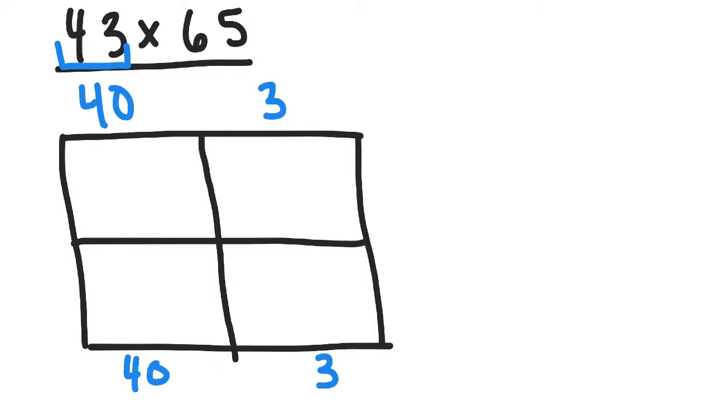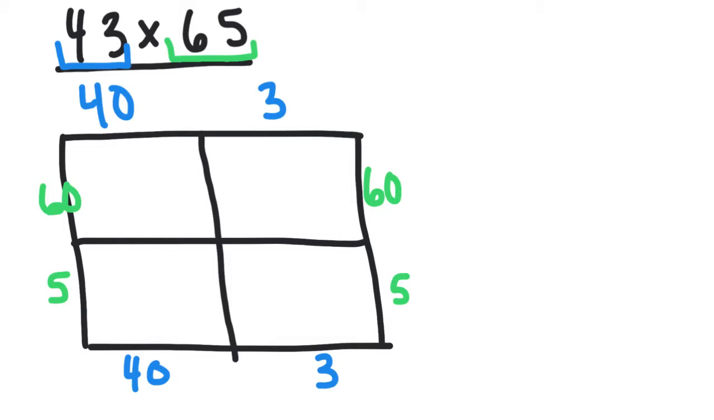Then let's make the 65 green. For our 65, we have a 6 in the tens place, so that's 60, and then a 5 in the ones place for 5 ones. 60, and then 5. So now that I've labeled my boxes, I now need to find the area of each one of my boxes.